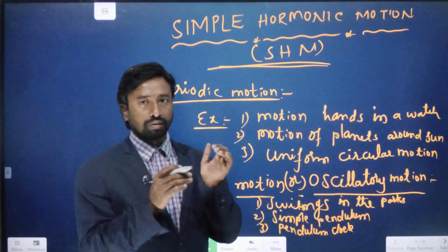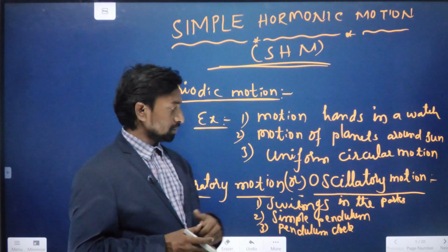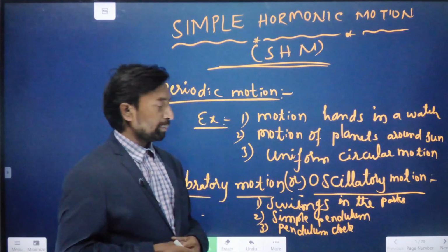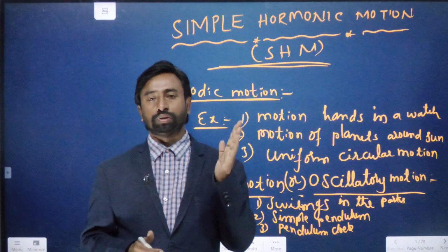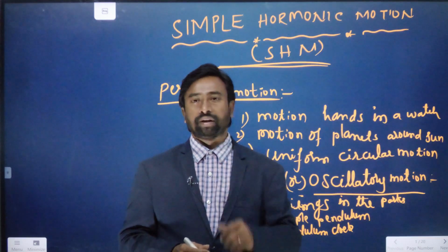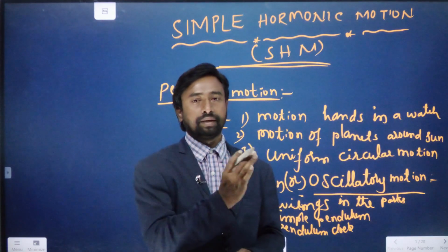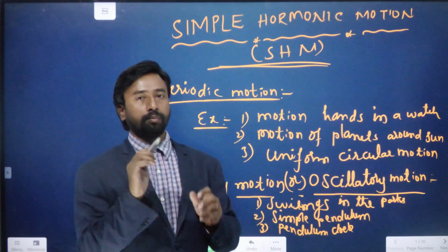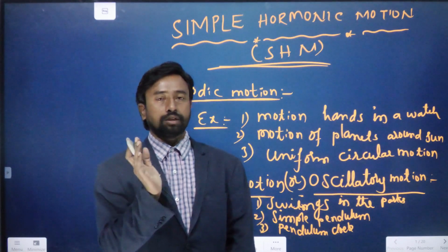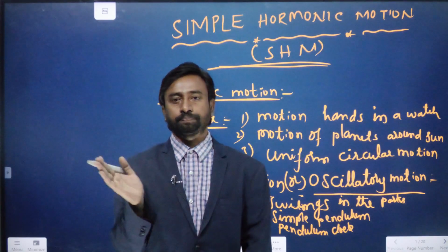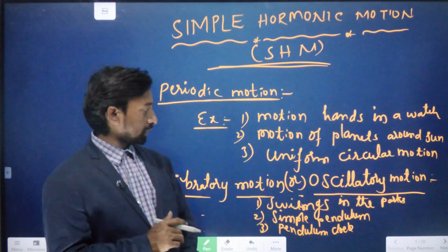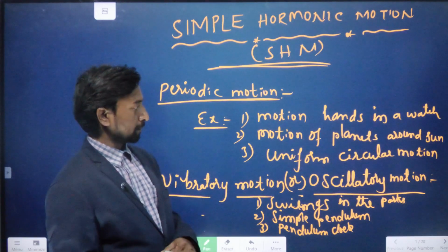The oscillatory motion of the pendulum in a pendulum clock is also a vibratory motion, because it has a to-and-fro, back-and-forth motion. Even the table fan has a vibratory motion. The wings of the fan rotate, and the table fan oscillates, with a to-and-fro motion about a fixed point. So these are all examples of vibratory motion.